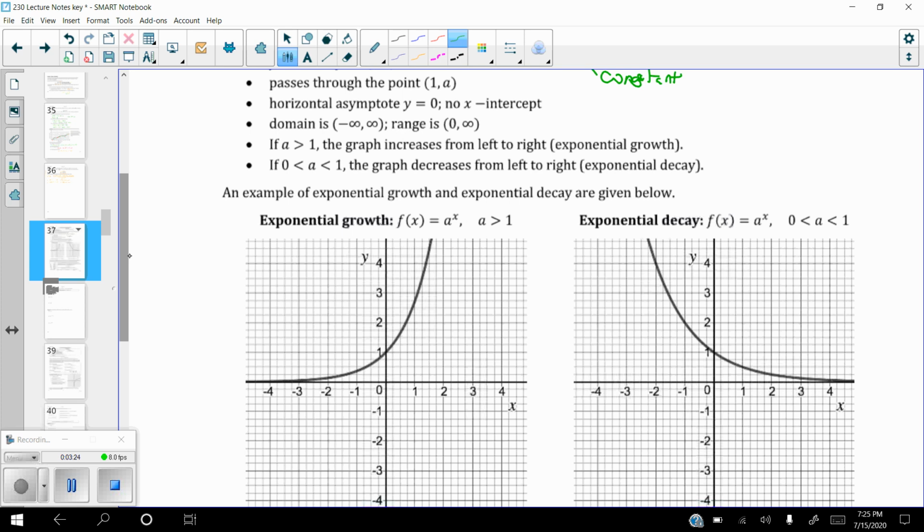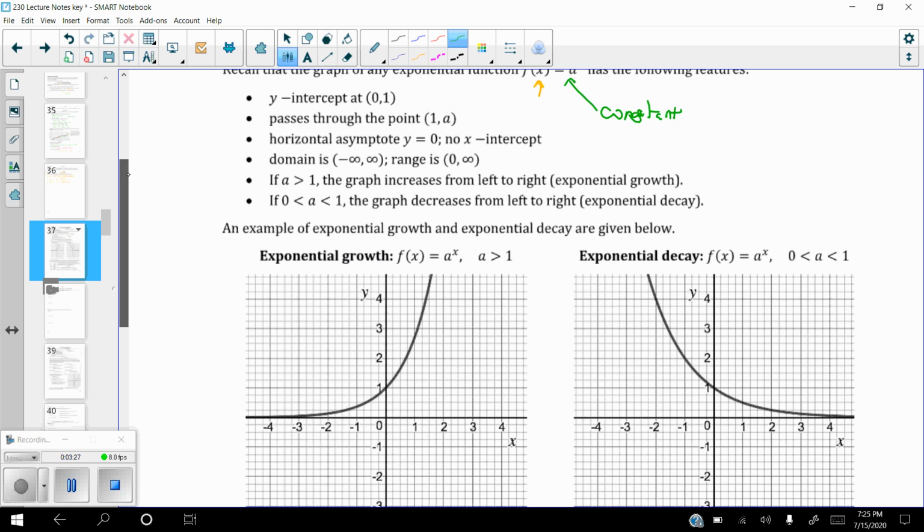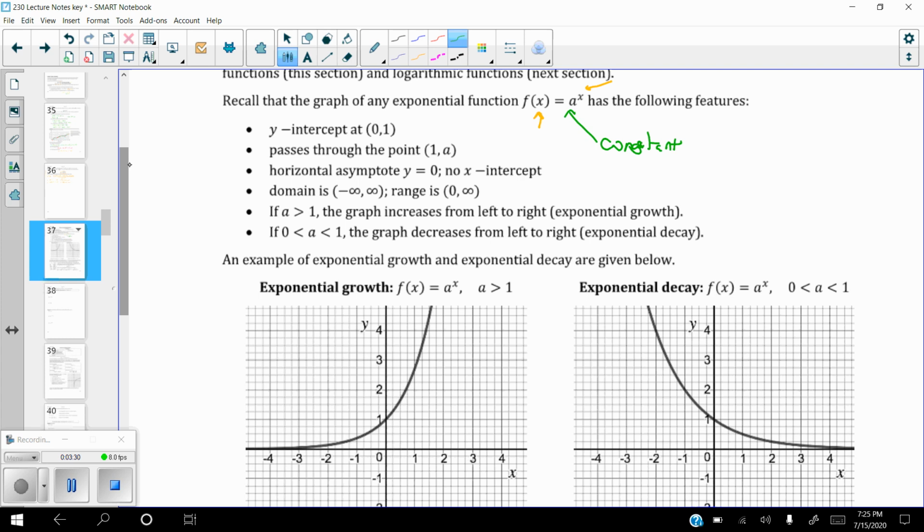Okay, if a is greater than 1, a being the base, if you have a number greater than 1, like 2 or 4 or 7 or 10, and I'm taking that base and raising it to an exponent, that means I'm going to multiply the base by itself a certain number of times. You would expect that number to keep getting bigger and bigger. If I take 2 and raise it to the 7th power, 2 to the 7th is 2 times 2 times 2, 7 times. It's just going to keep getting bigger. That's what happens when a is greater than 1.